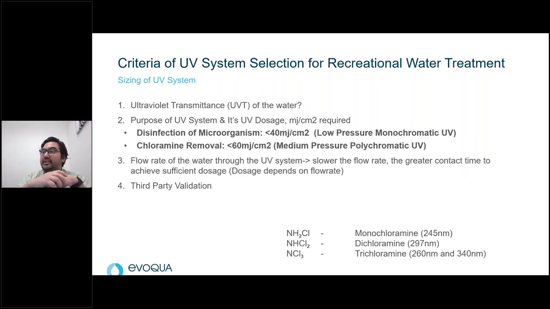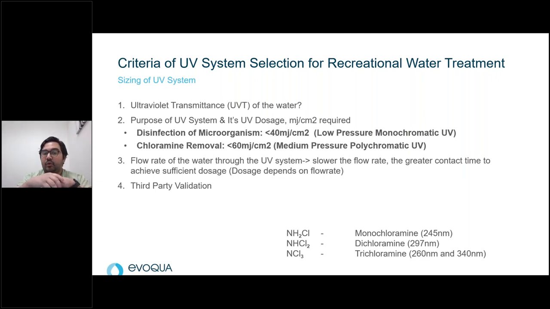Second is the chloramine removal. This is something that only medium pressure UV, which can produce polychromatic wavelength, can cater to, which is typically up to 60 millijoule per centimeter square.